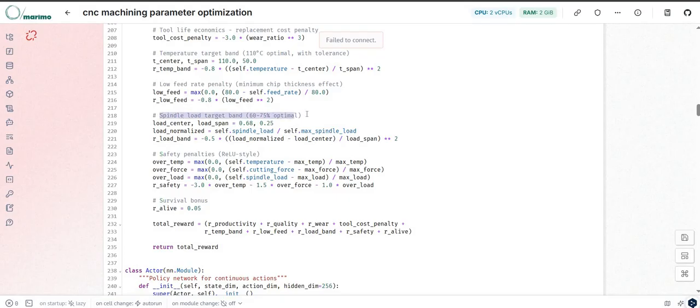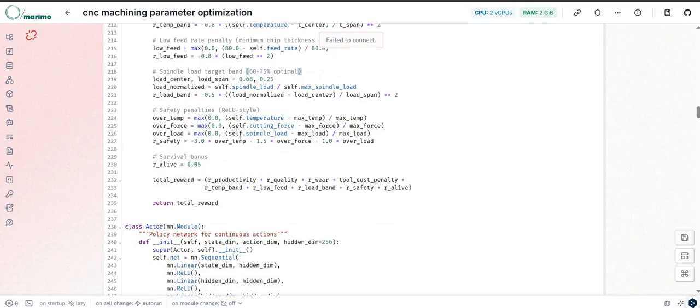For spindle load, we define a target band between 60 and 75%. The normalized load is spindle load divided by its maximum, and then we apply a penalty if it drifts away from the center point of 0.68, squared and scaled. This keeps the machine working in its most efficient region.